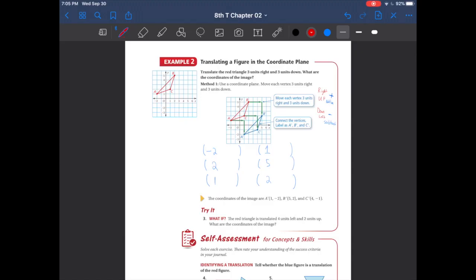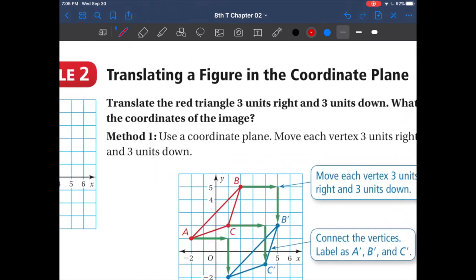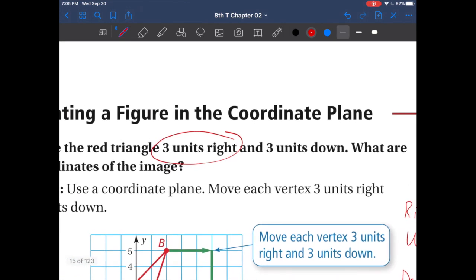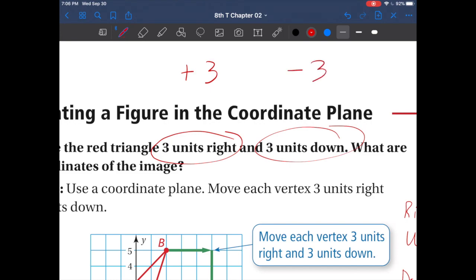Here's our last question for this unit, 2.1. So let's see what it says. It says translate the red triangle 3 units to the right and then 3 units down. So that's going to be plus 3 and then minus 3.